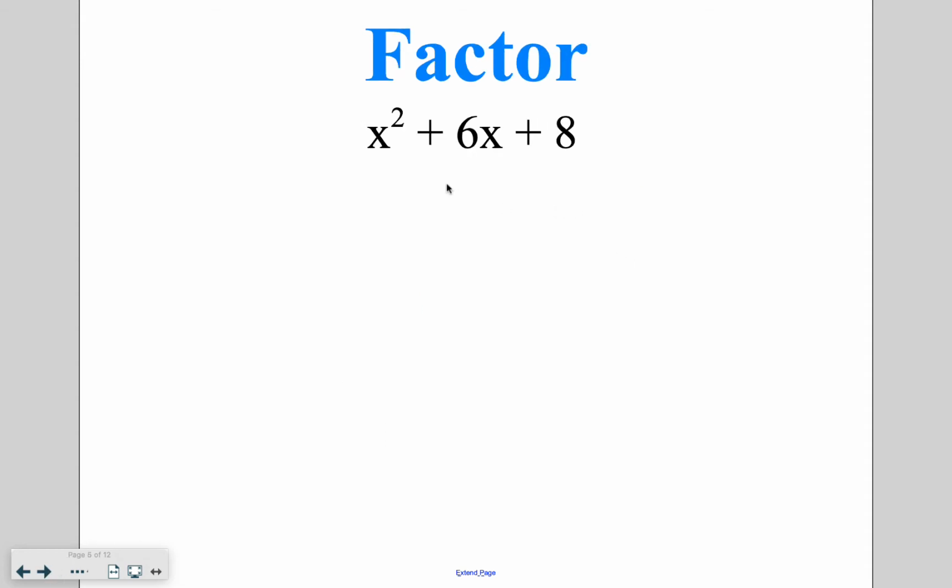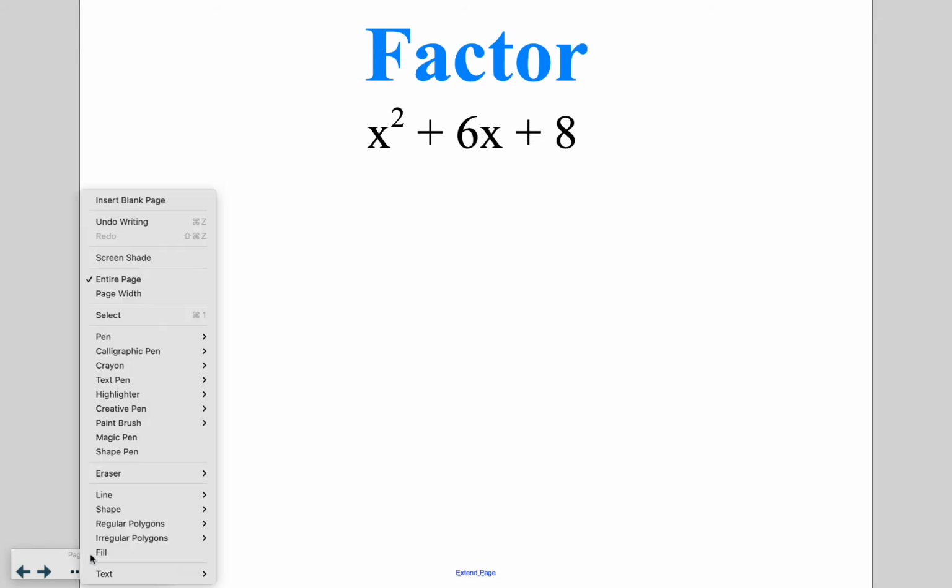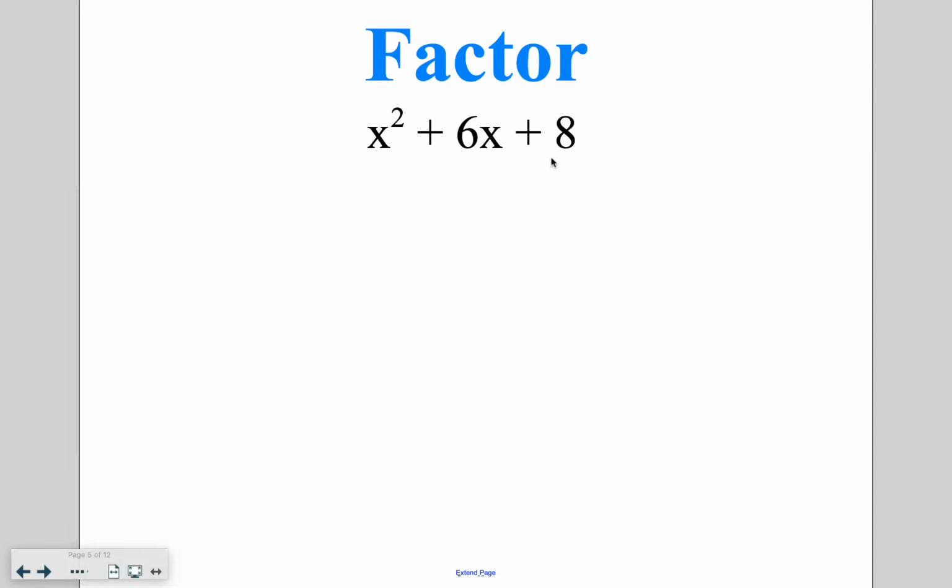So, for example, we've got x squared plus 6x plus 8. What we're going to do to start is we are going to look at this third value in the trinomial. So we're going to look at the numbers that multiply to an answer of 8. So I'm going to list out factor pairs just like I did for the GCF. I've got 1 and 8 and 2 and 4.